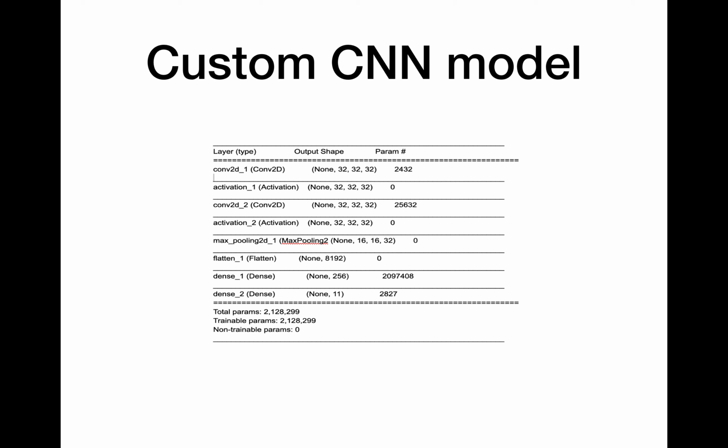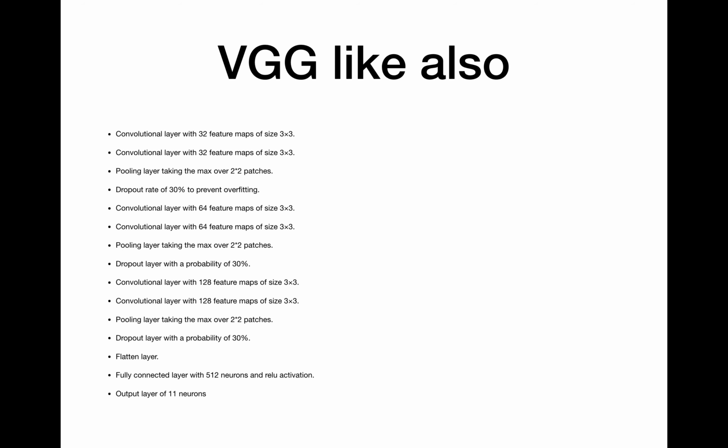Here are the details of my custom CNN model. It was a shallow 4-layer CNN model which gave a decent test accuracy of 87%. Then the VGG-like model, which was the algorithm that I used for the results, gave me an accuracy of 92%. I'm going to discuss the accuracy details later.